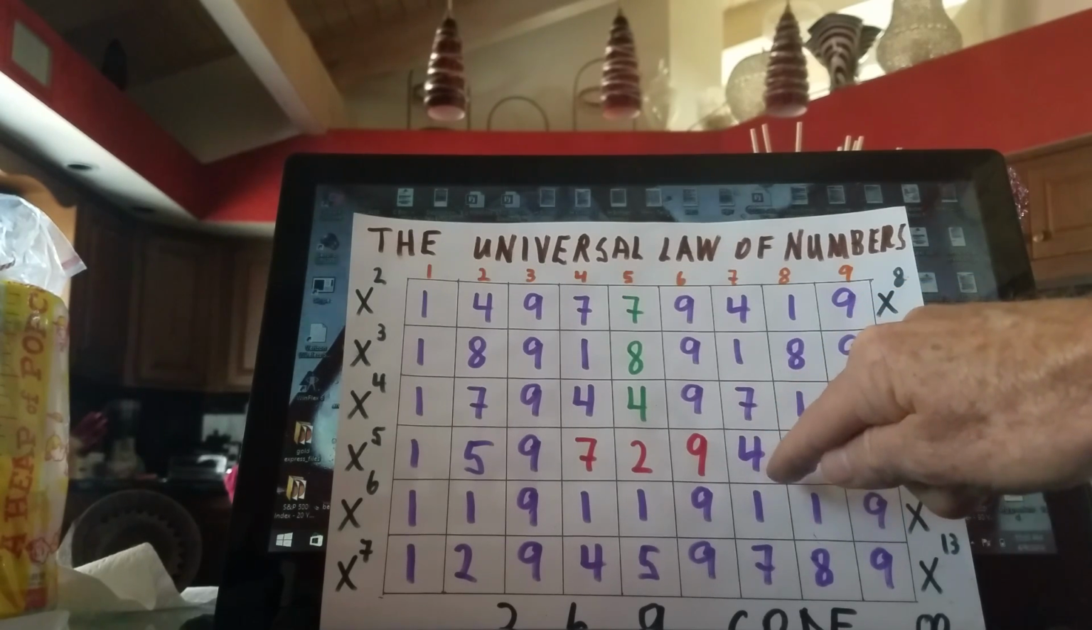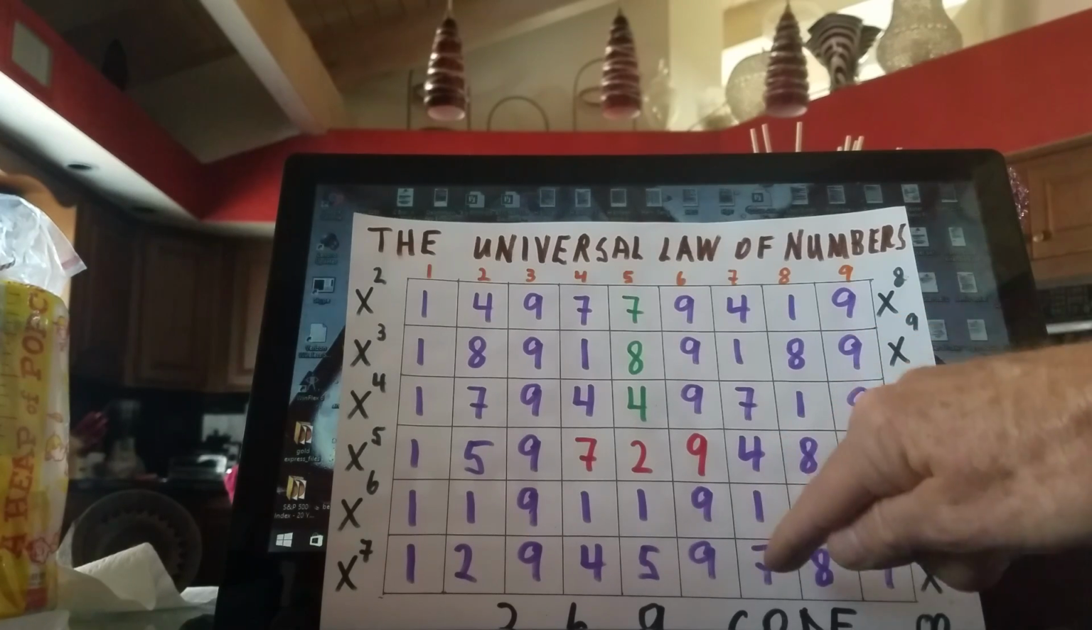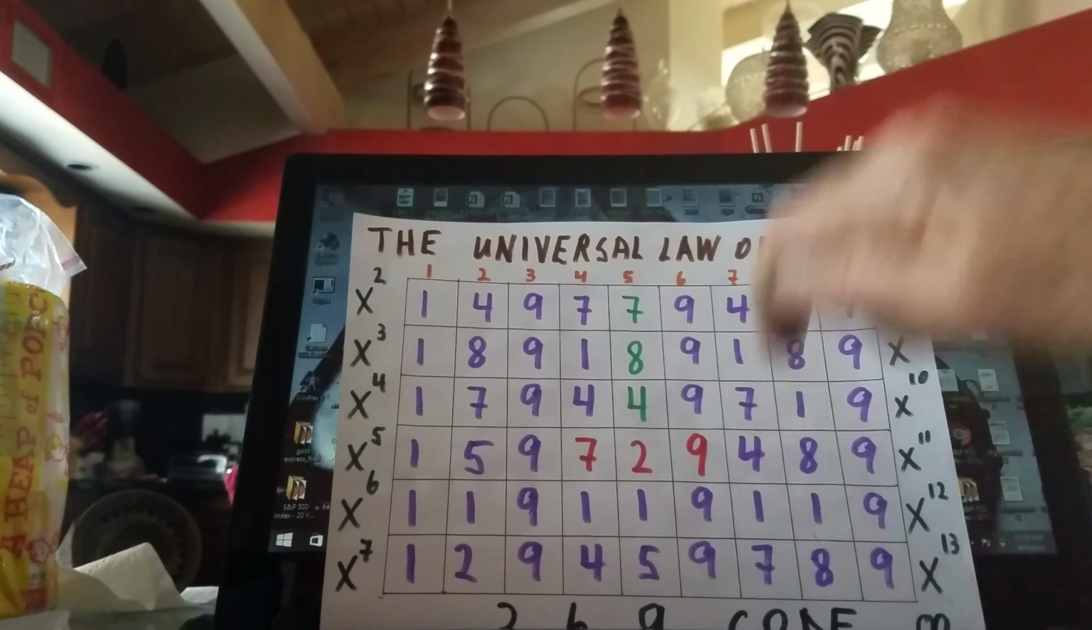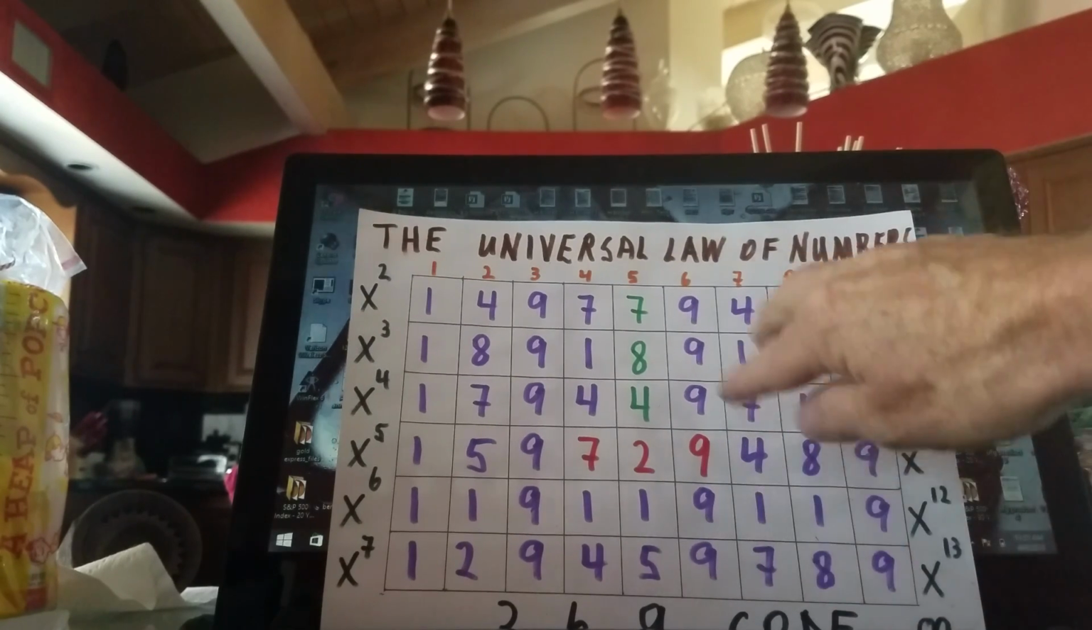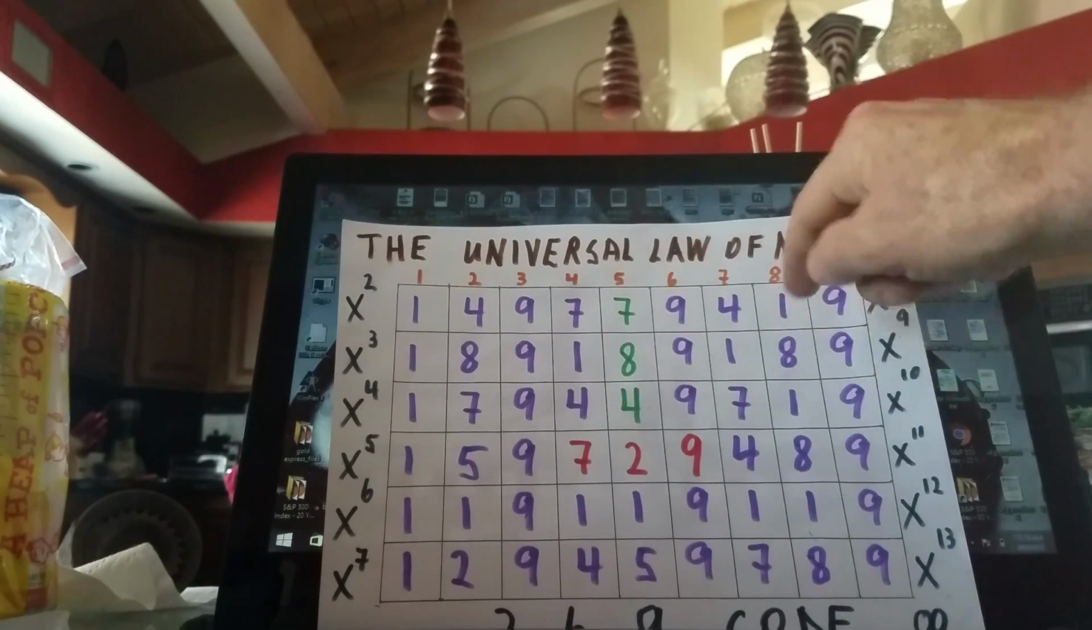times 7 is 117,649, times 7 is 823,543. 8 plus 2 is 10, plus 3 is 13, plus 5 is 18, plus 4 is 22, plus 3 is 25, and 2 and 5 is a 7. That's how we get the 7 there.